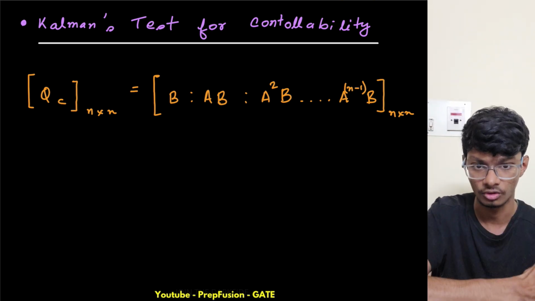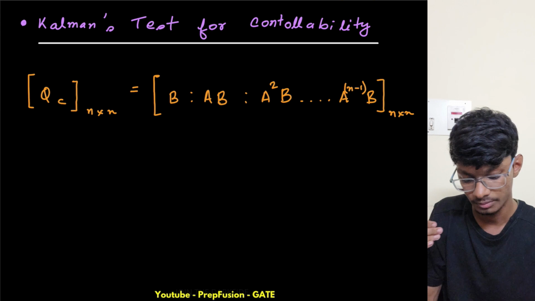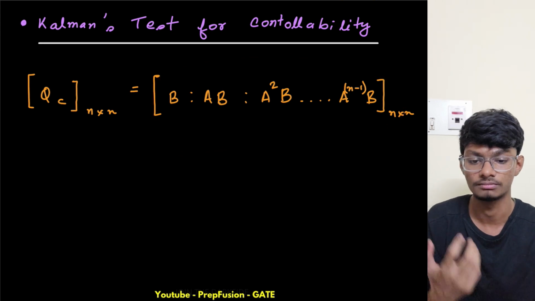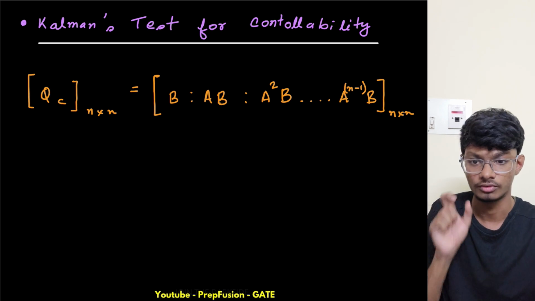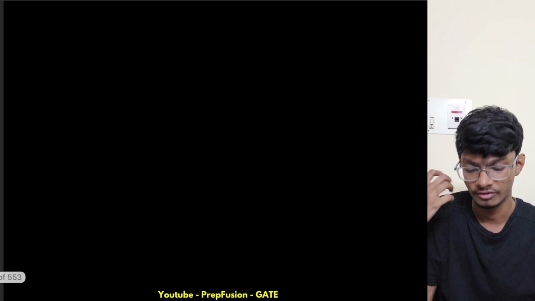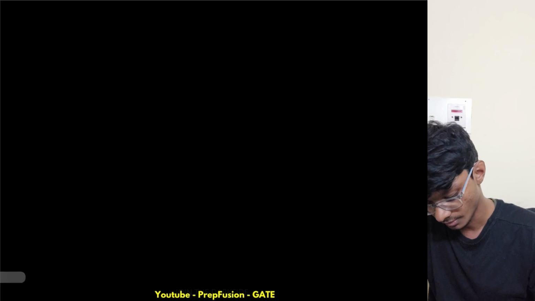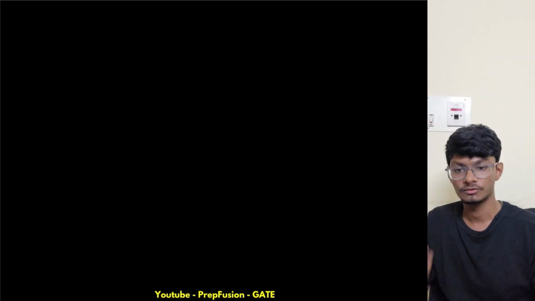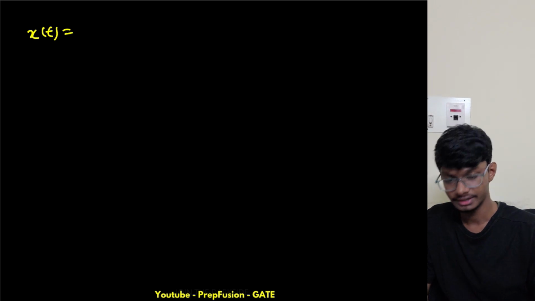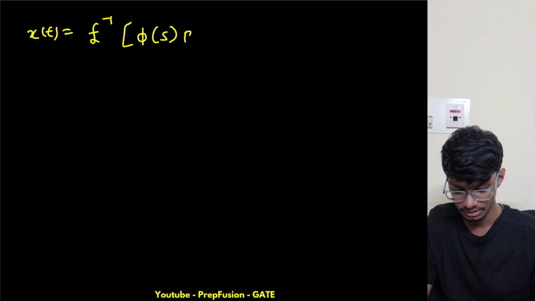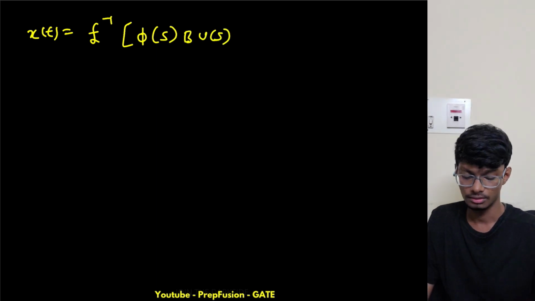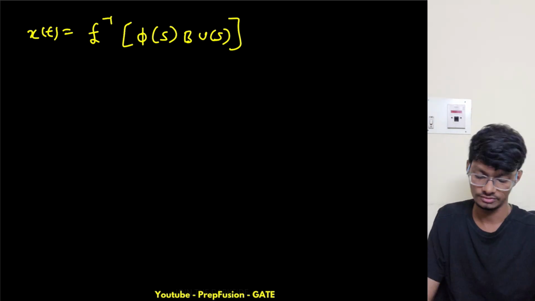Obviously we'll solve questions from there. You will understand what I mean by this matrix. This may not come to you instantly. So first, we have to give you a bit of proof. What we know is that X of t is the Laplace inverse of the state transition matrix times B times U of s.